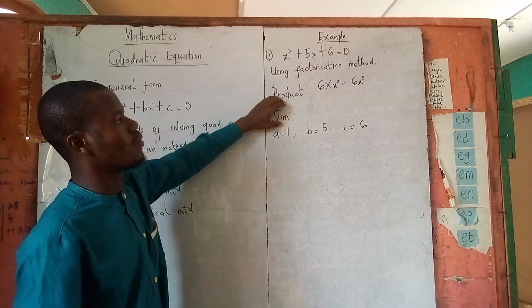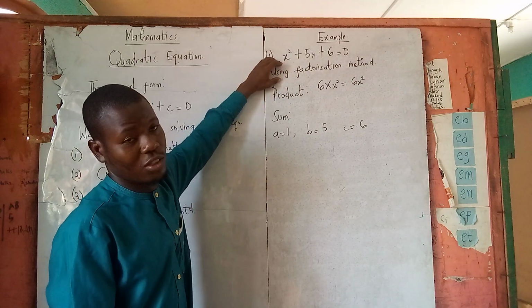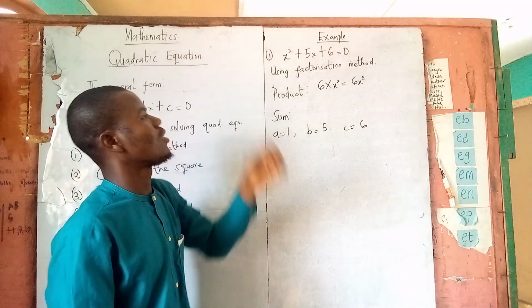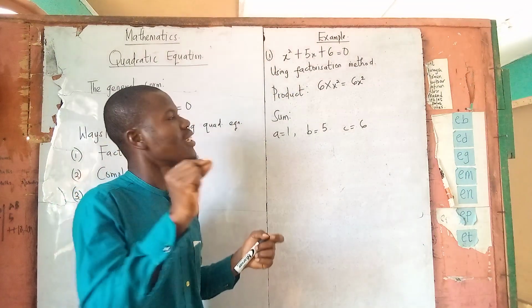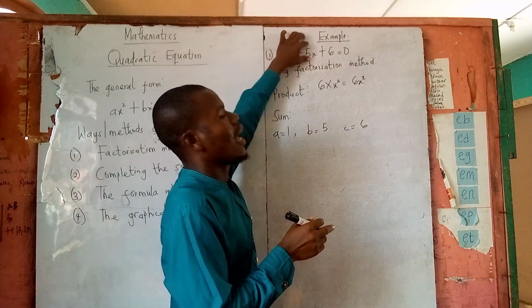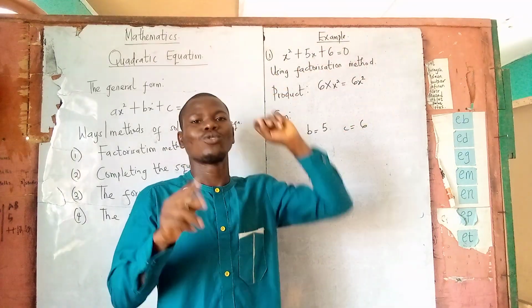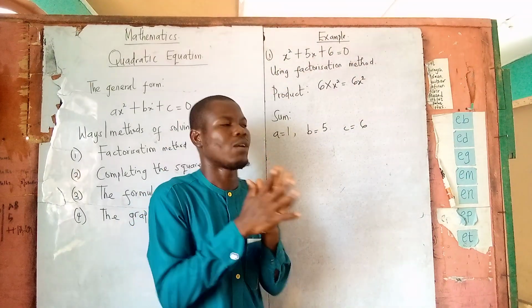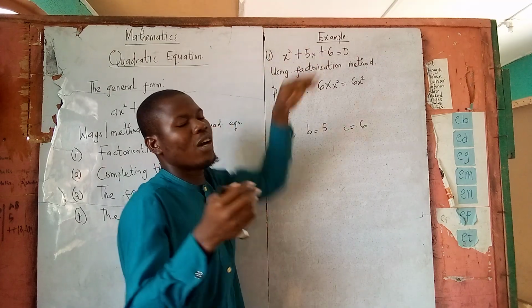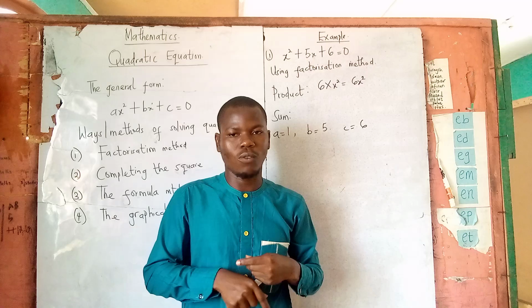So for the sum now, we are using the method we call factorization method. What I'm going to do is find two numbers which, whenever we add them together, give us 5x, and whenever we multiply them together, give us 6x squared. So how do we solve this thing?